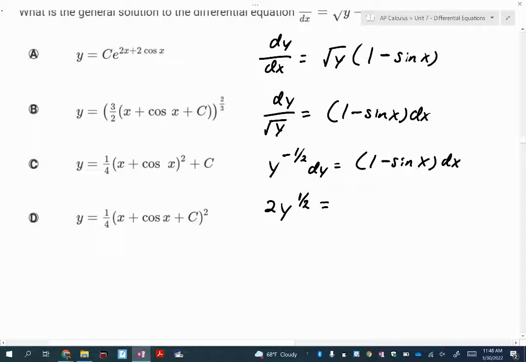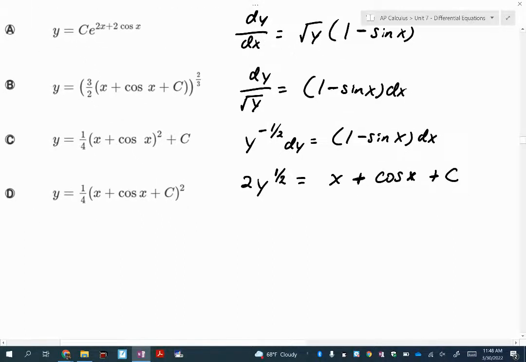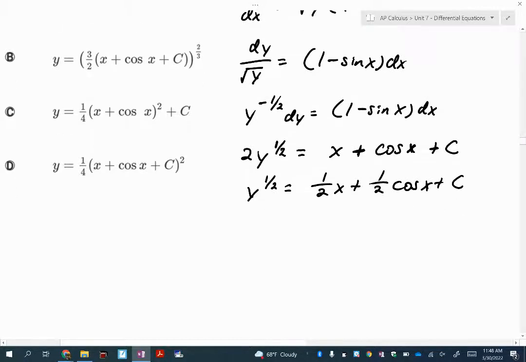All right, let's do this one here. If I do the antiderivative of 1, that's going to be x. And then if you remember from our days of derivatives, the derivative of cosine is negative sine x. So actually I'm going to write plus cosine, because if I take the derivative of cosine, I'll get negative sine x. And then plus c. So let's move over the 2 with division. So 1/2 x plus 1/2 cosine of x plus c. And then square both sides to get rid of that 1/2 power. So I'm going to have 1/2 x plus 1/2 cosine of x plus c, all of that squared.